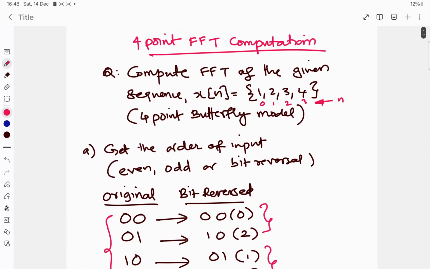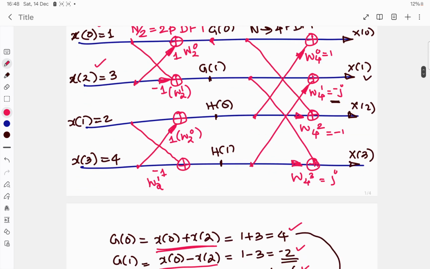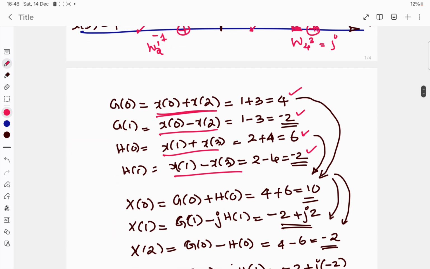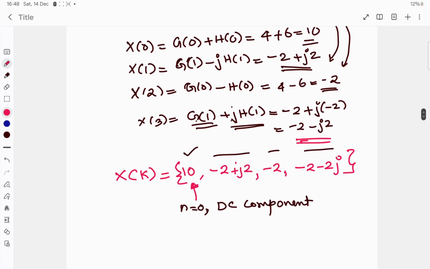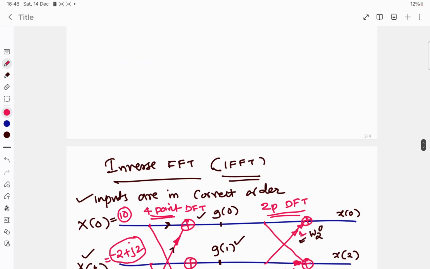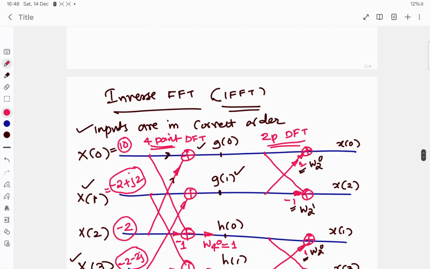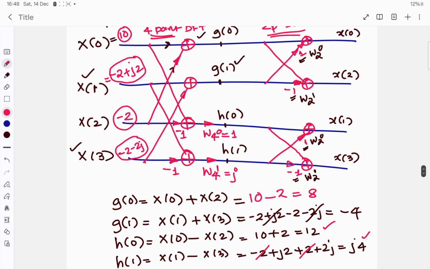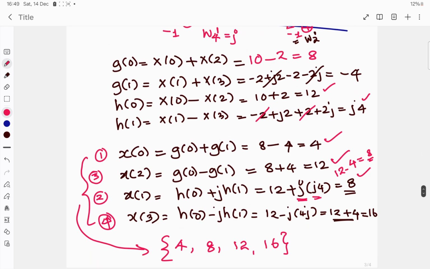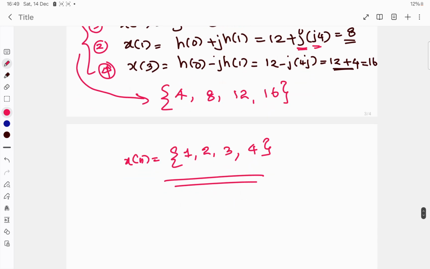First we did the 4-point FFT computation for the sequence 1, 2, 3, 4, and we obtained the corresponding FFT values. Then we fed those values to an inverse fast Fourier transform algorithm, and we obtained the same numbers 1, 2, 3, 4. So this shows that FFT and IFFT are reversible processes.